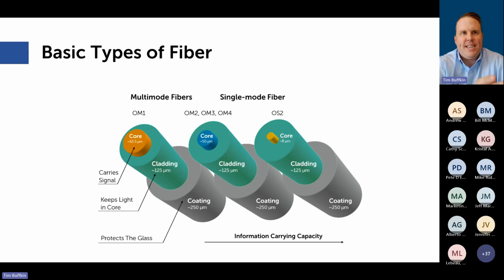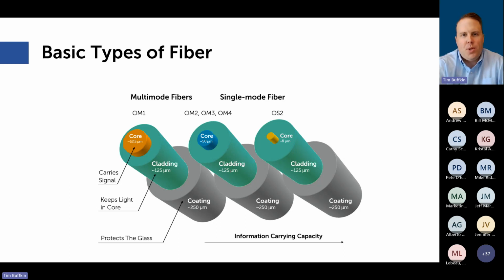Now we look at the different types of fiber that have been used over the years, starting, from a physical standpoint, with the larger core, which is our multi-mode fiber. It starts out with OM1 fiber, which had a core of 62.5 microns. Your cladding diameter is 125 microns in all of your modes of fiber here, so you're still looking at the same overall diameter. And then your coating is added, which protects the glass inside, your cladding and your core.